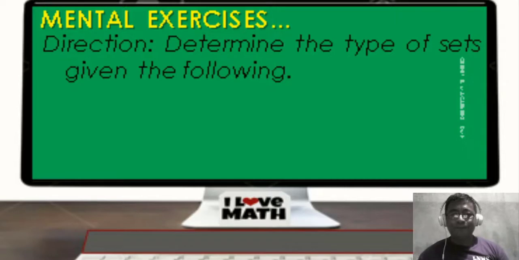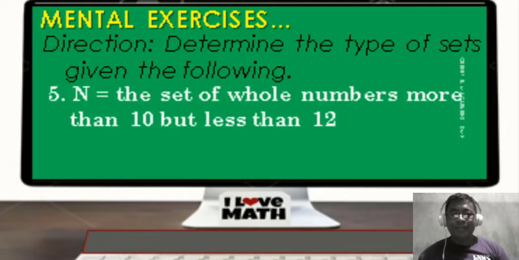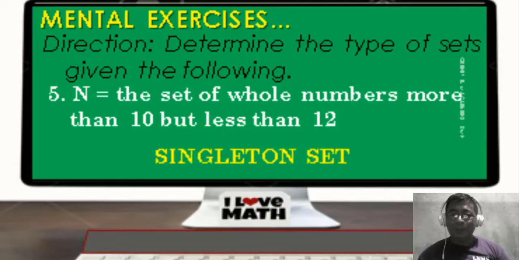Number 5. Set N is equal to the set of whole numbers more than 10 but less than 12. So therefore, there is only one element for this set. Set N is equal to 11. So which is only one element. So this is just what we call a singleton set. Take note of that. I hope you have learned something for today's lesson.